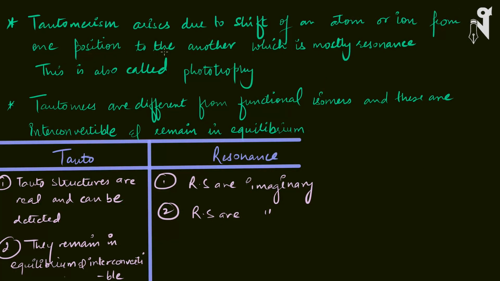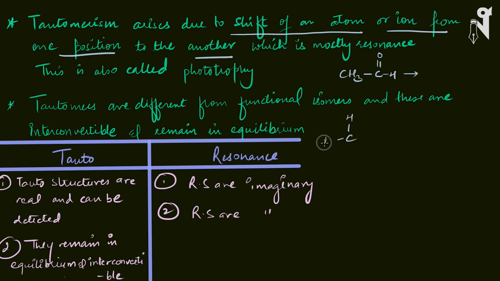Now, how does tautomerism arise? It arises due to the shift of an atom or ion from one position to another, and resonance takes place. Now let's understand. If I write a compound like CH3, C double bond O and H, this is my compound. I can write it as C with the hydrogens over here, C double bond O and H. Now, as I mentioned, tautomerism arises due to the shift of an atom. So what does that exactly mean? An atom will shift from one position to another. Let's number it like this. This is my carbon 1, this is my carbon 2, and this is the oxygen.